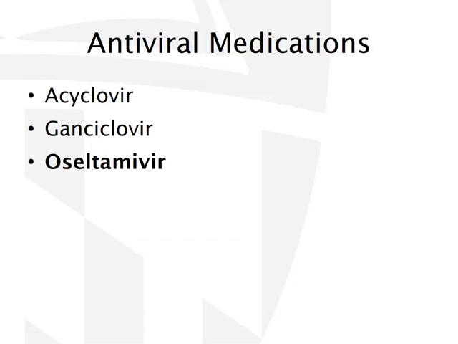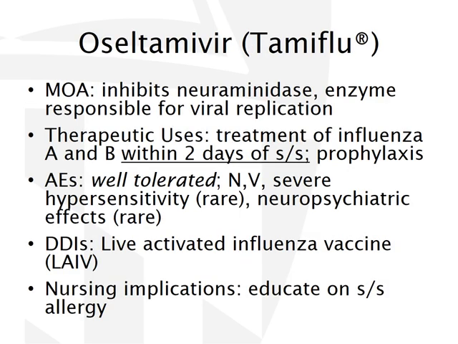Okay, so the last antiviral that we'll talk about is oseltamivir. Oseltamivir, or the brand name Tamiflu, is used for prophylaxis and treatment of influenza. This drug inhibits neuraminidase, which is an enzyme responsible for viral replication, specifically for the flu virus. As I said, it's used for the treatment of influenza A and B strains, but the caveat is that for it to be effective, it really needs to be used early on in the course of the infection.